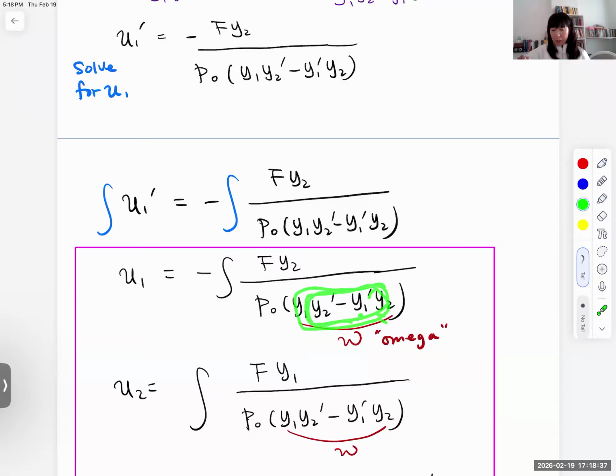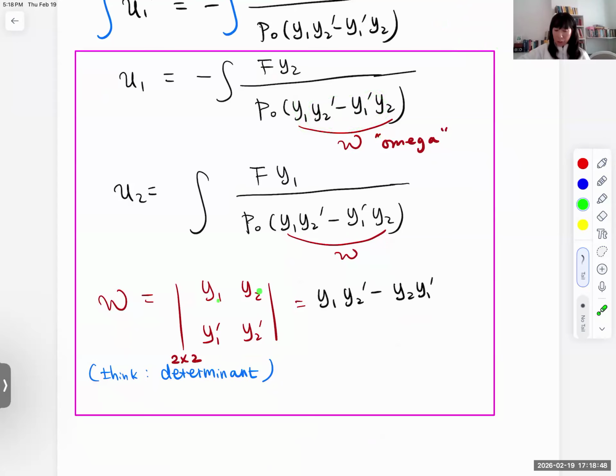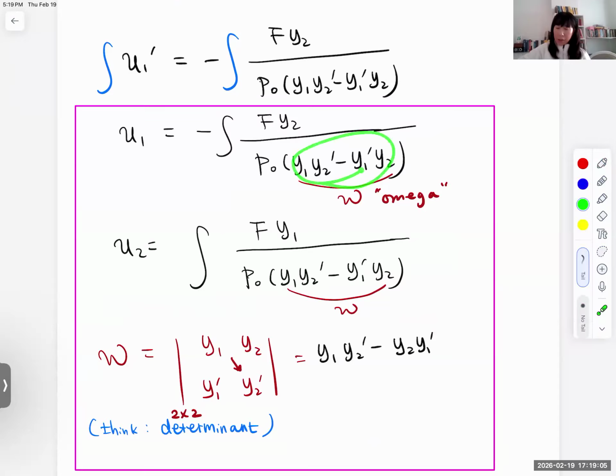This one, how we get it in short form, right? This is a Wronskian, a 2 by 2 determinant, right? So why? Because look, we have y sub 1, y sub 2, and then y sub 1 prime, y sub 2 prime, right? So we multiply this way, right? So y sub 1, y sub 2 prime minus y sub 2, y sub 1 prime, right? So can you see that? So we can make it short, this one is omega, yeah? That comes from the 2 by 2 determinant, the Wronskian, right?